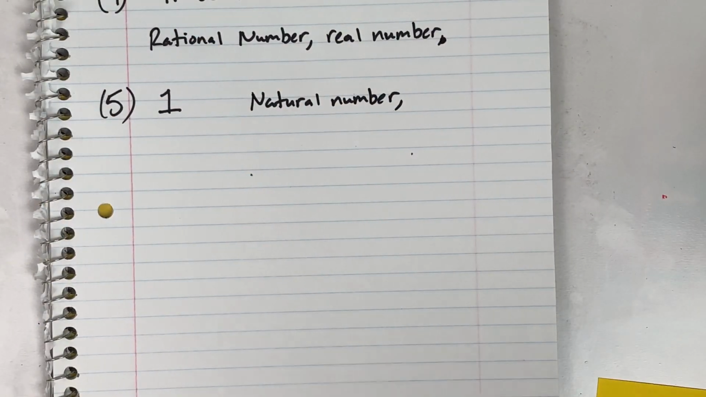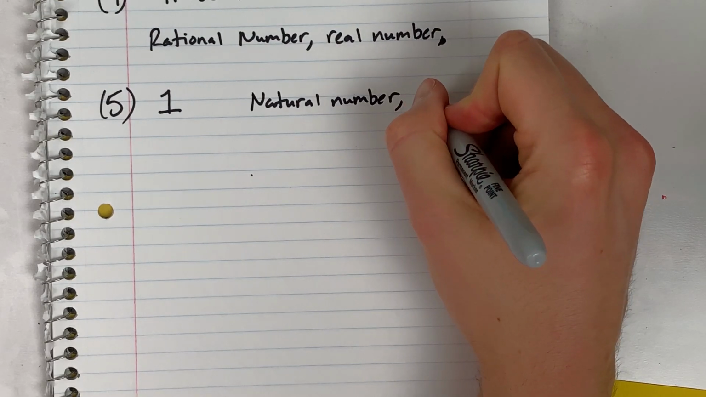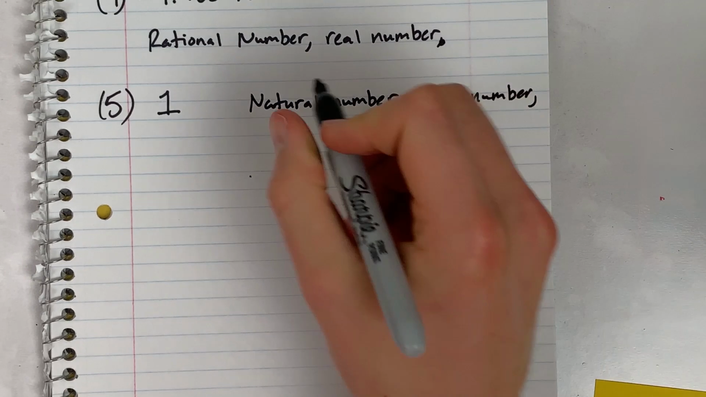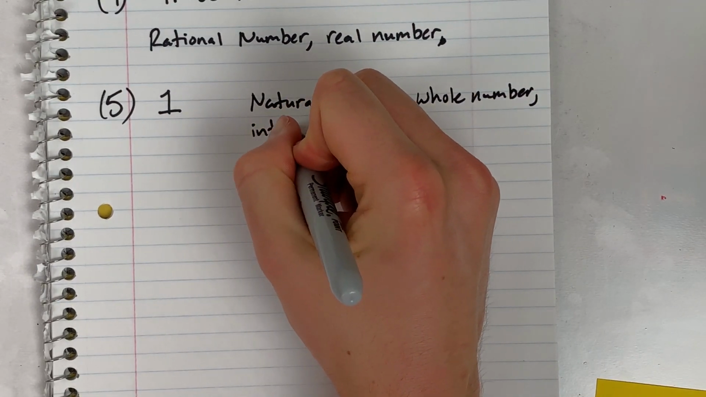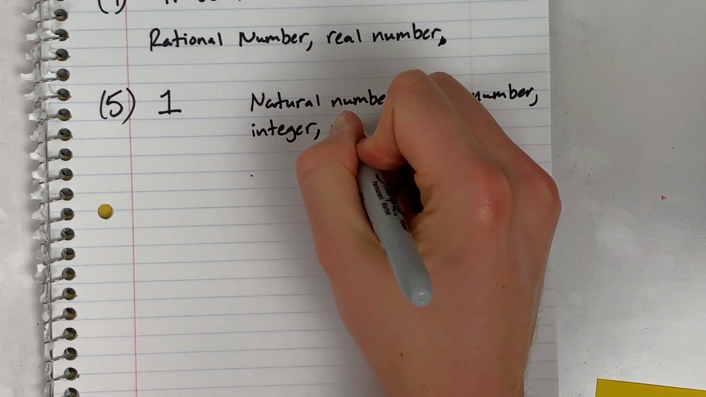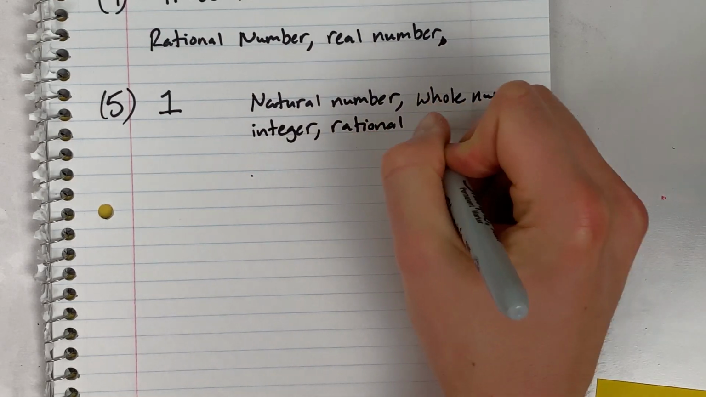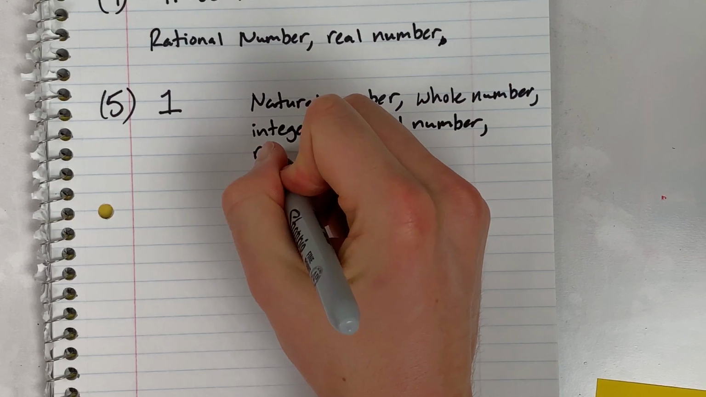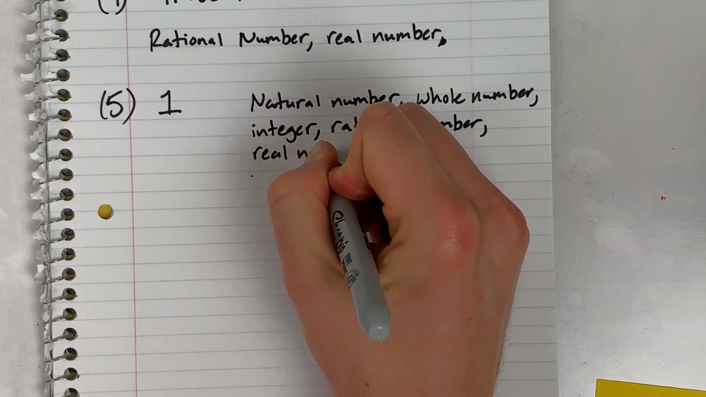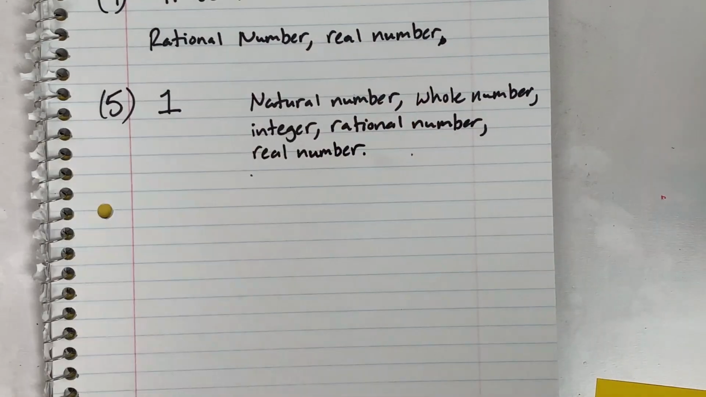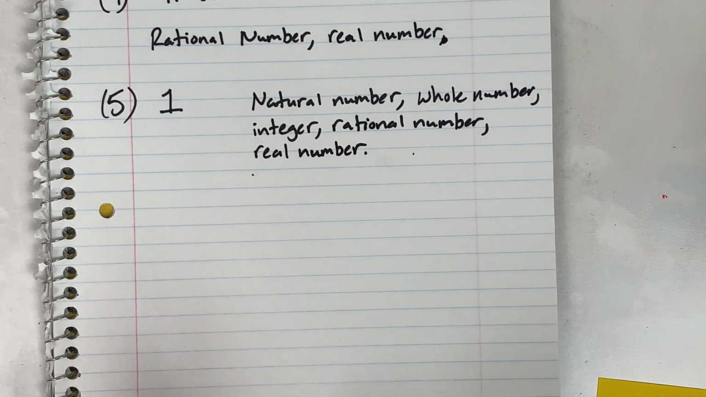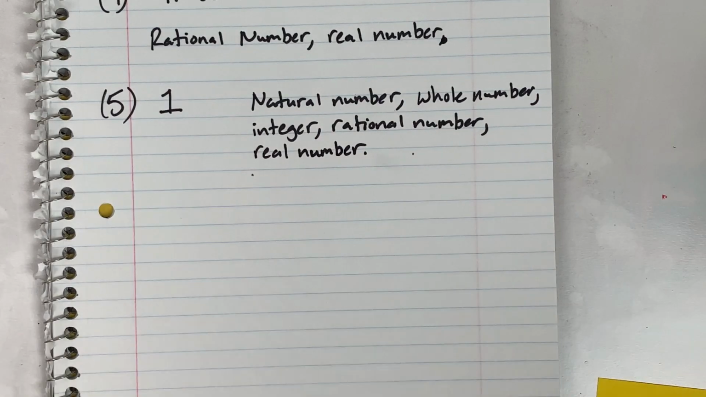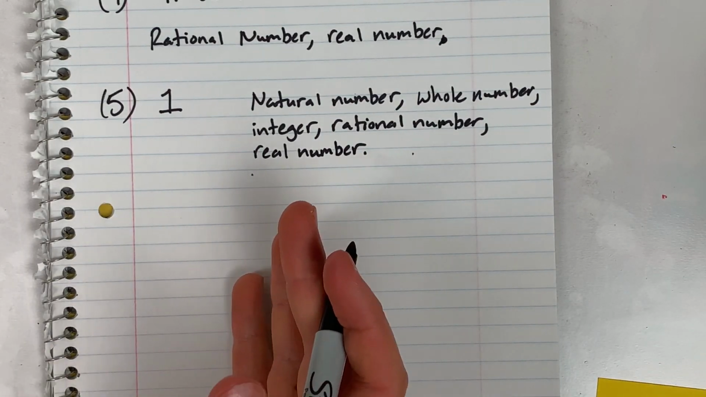So, 1 is also a whole number, an integer, a rational number, and a real number. The only thing it is not is an irrational number, and we know it's not irrational because it's rational. So these are the only ways to classify 1.